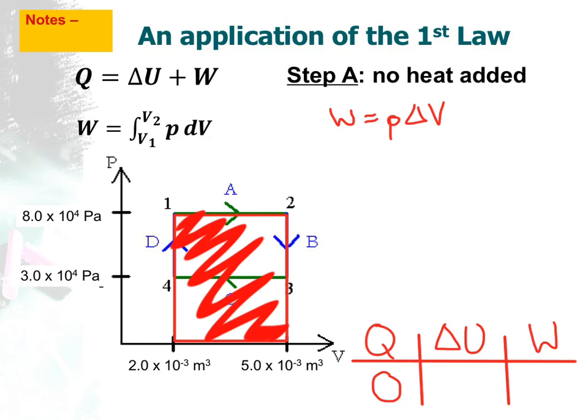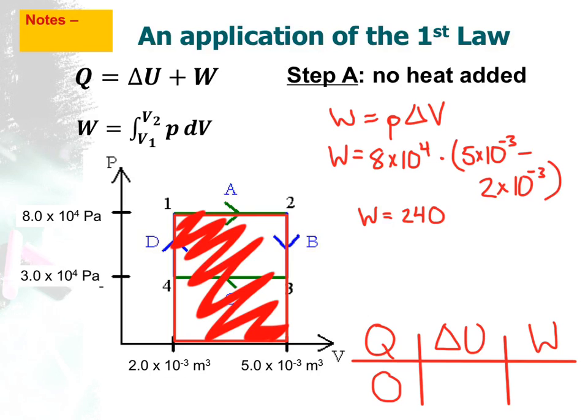The amount of work that's done is the amount of area enclosed by this rectangle here. So that's P times delta V, and it is kept at a pressure of 8 times 10 to the 4 Pascal. And the change in volume is 3 times 10 to the negative 3 cubic meters. And when I multiply those two together, I end up with an amount of work equal to 240 joules. So as this thing is expanding, it is doing 240 joules worth of work on its surroundings.